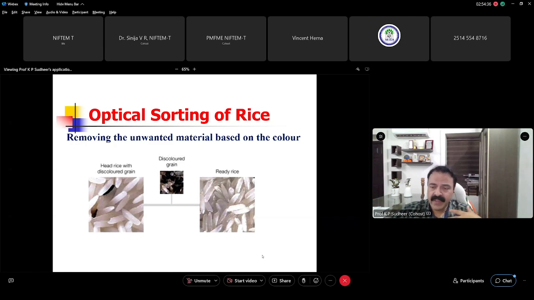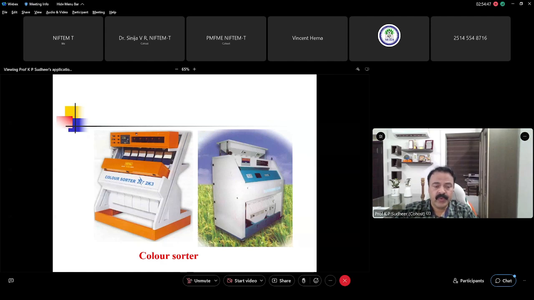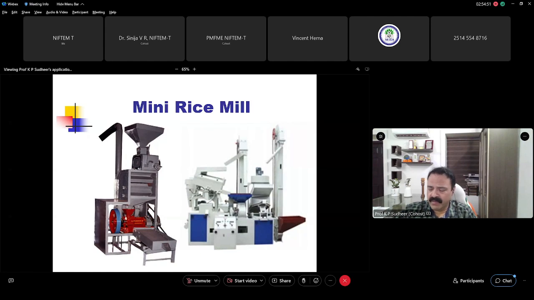Whatever else is not required, or not calibrated to our sensors, will be rejected. That will come in another line. Different brands are available, and one color sorter itself will cost you around 25 lakhs to 30 lakhs in a modern rice mill.